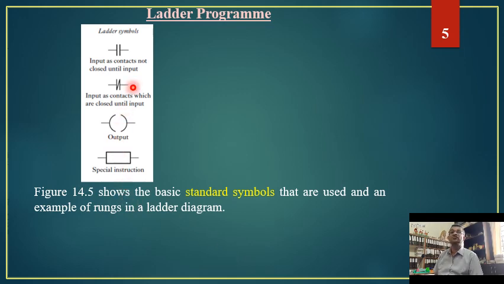So in the figure, what we are seeing is the standard symbols that are to be used whenever we write a ladder programming. Let us just see what are the symbols that we have or we can use in any ladder diagram. The first one and the second one, whatever has been mentioned over here, these two are the kind of inputs provided, and this is an output symbol that is provided.